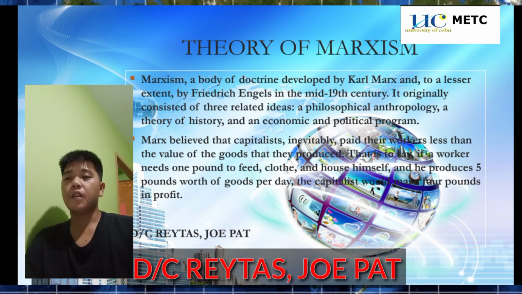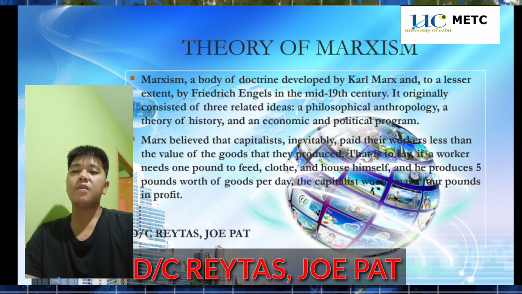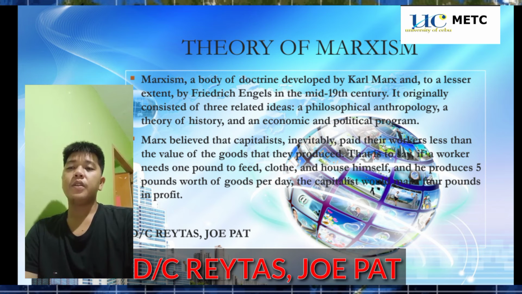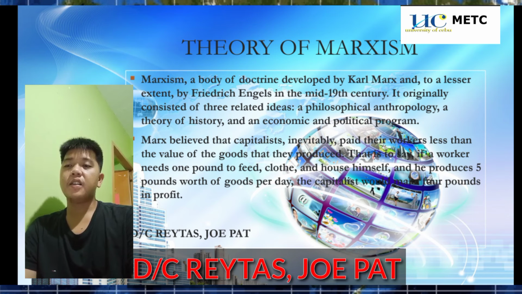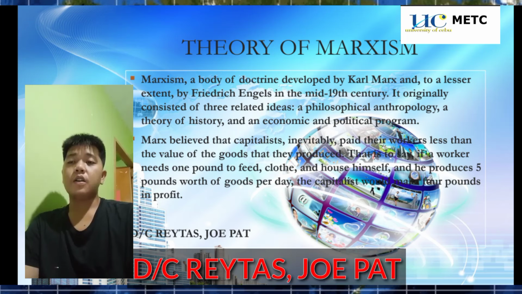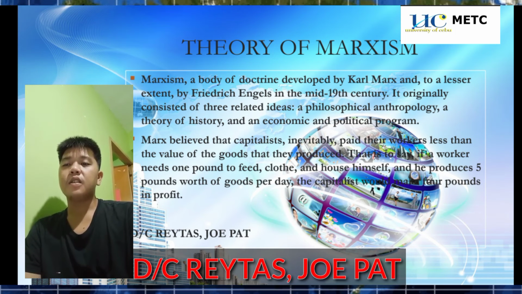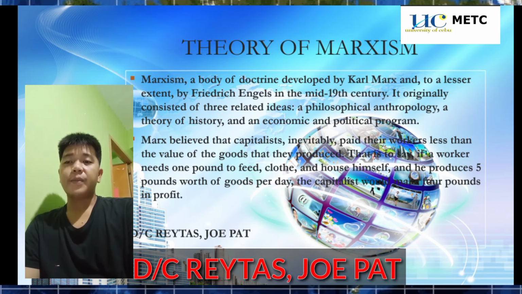Theory of Marxism. Marxism is a body of doctrine developed by Karl Marx, and it originally consisted of three related ideas: first, philosophical anthropology; second, a theory of history; and third, an economic and political program. According to Marx, capitalists inevitably paid their workers less than the value of the goods they produce. So if a worker needs £1 to feed, clothe, and house himself, and he produces £5 worth of goods per day, the capitalist would make £4 in profit. That means the capitalist makes more profit than the worker.